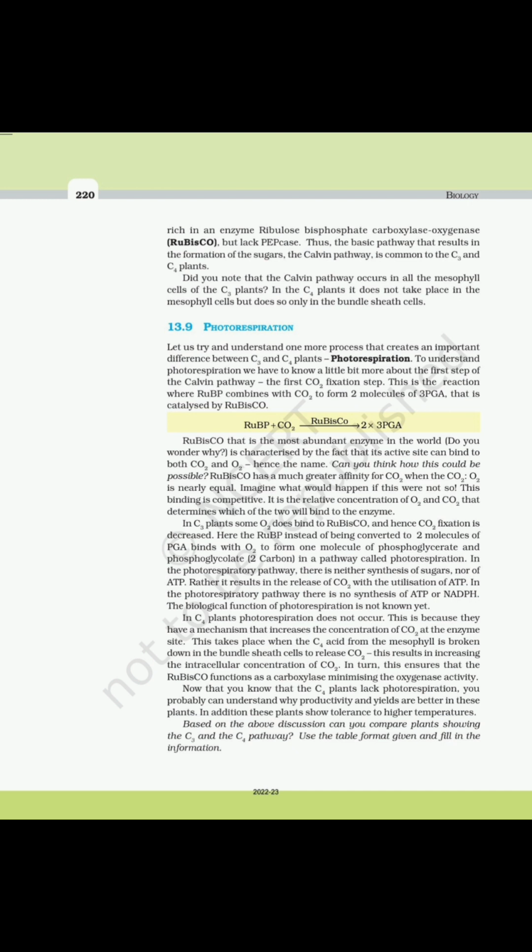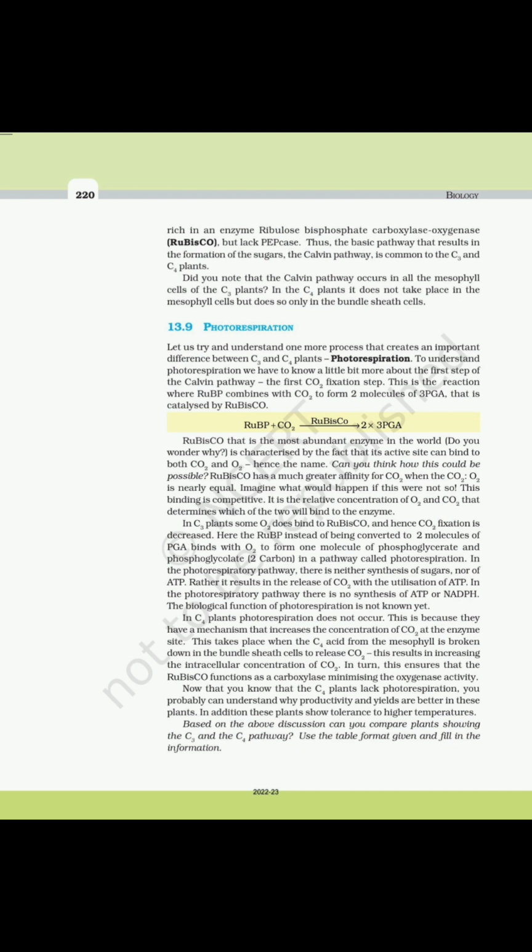Rubisco is the most abundant enzyme in the world. Do you wonder why? It is characterized by the fact that its active site can bind to both CO2 and O2, hence the name oxygenase. Can you think how this could be possible? Rubisco has a much greater affinity for CO2 than for O2. Imagine what would happen if this were not so. This binding is competitive.